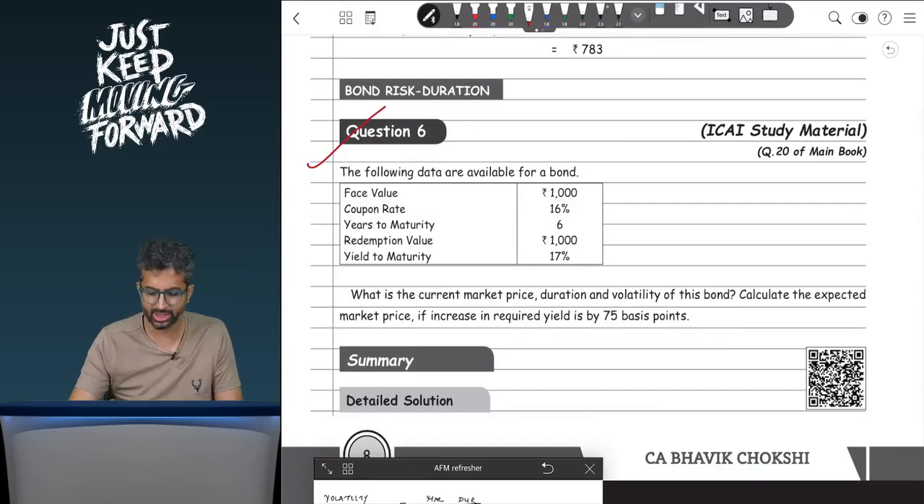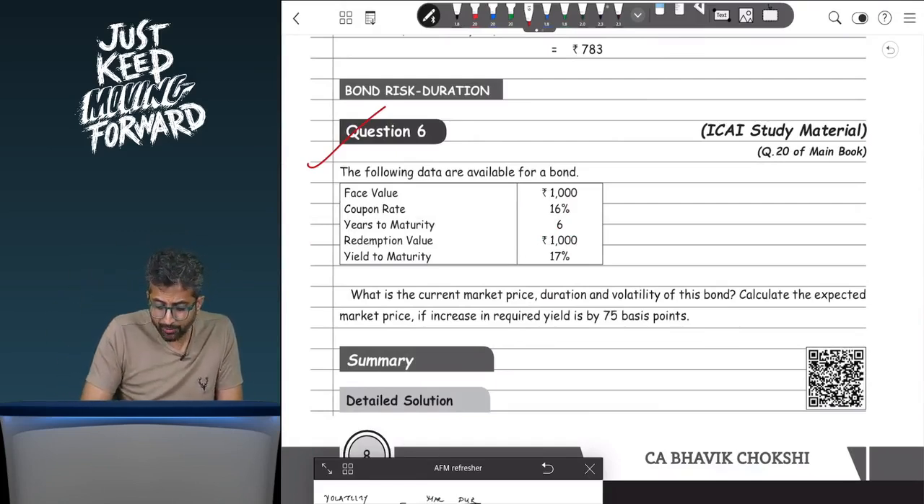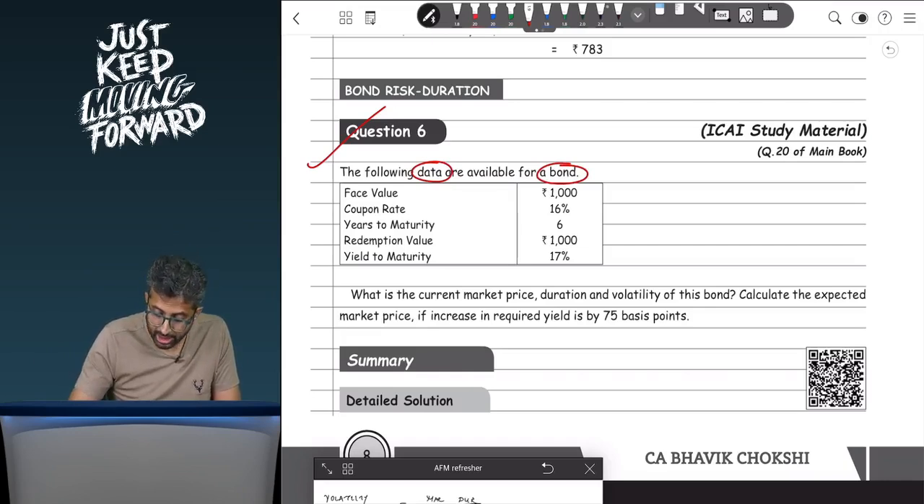It is a question where we practice what we have learned. Over here, it's more of a practice question. You can pause, practice and try on your own as well. So the following is the data available for a bond. The face value is 1000, coupon rate is 16%, which means the coupon amount is 160. Years to maturity is 6, redemption value is 1000, yield to maturity is 17%.